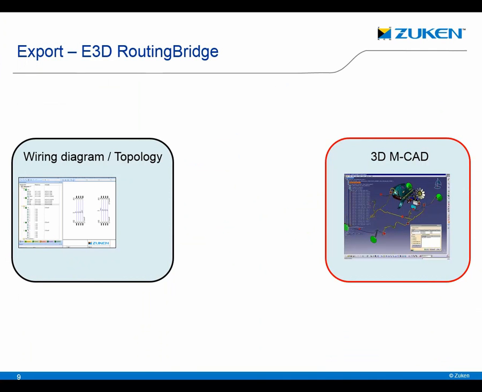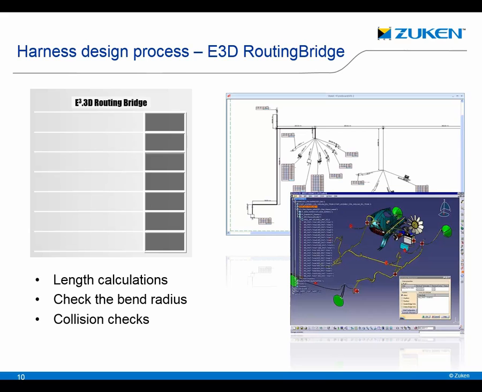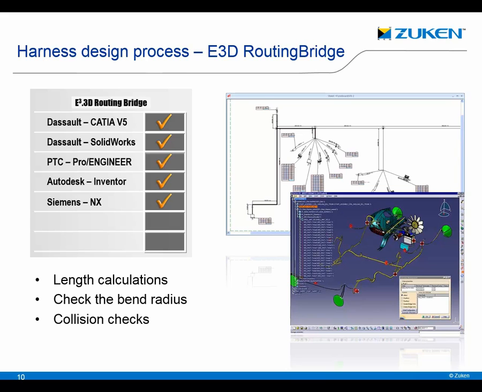In the wiring diagram or in the topology design, we export the related information with the E3D routing bridge and import them into the 3D MCAD system. There are interfaces to many 3D MCAD systems available, for example to CATIA, SolidWorks, PTC Creo or ProEngineer, Inventor, Siemens NX, Solid Edge, and IDEAS. Typically, the routing module will route the cables, conductors, cores, and single wires, takes care of collision checks, checks the bend radius, and calculates the length.